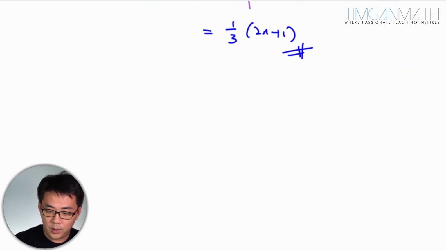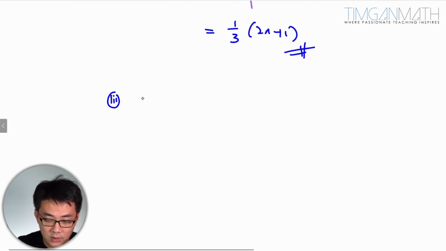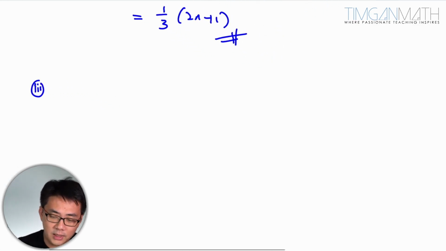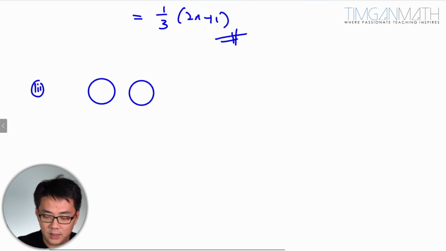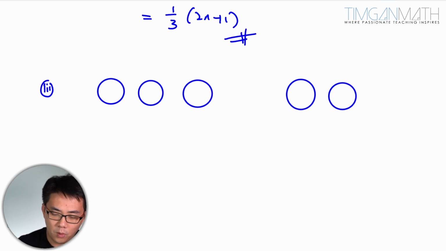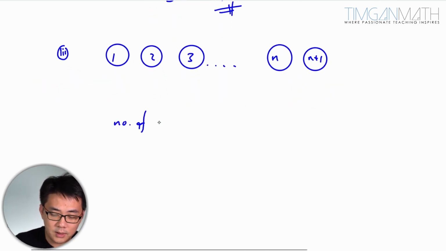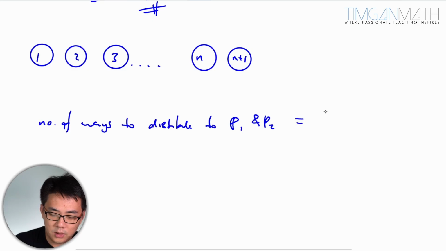Now if the game gives a 50% chance of losing, meaning you have a 50% chance of winning as well, the game is fair. Let's try to understand this. If you have tokens 1, 2, 3, all the way to n and n plus 1, the number of ways to distribute them to P1 and P2 is n plus 1 choose 2 times 2 factorial.